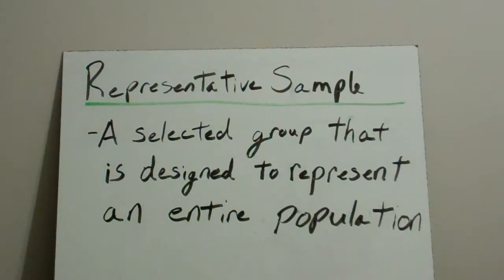the larger population. And that's what we call a representative sample, a sample that represents the larger group. It is a selected group that is designed to represent the entire population. For example, if we wanted to find out how many people had brown hair in the United States, it would be pretty impossible for us to get a response or data on every single person in the United States for one reason or another. So what we would do is we would take a selected group of people and poll them and take their responses and then apply that to the entire population.